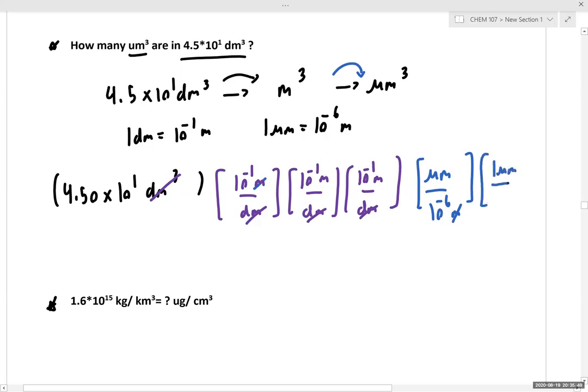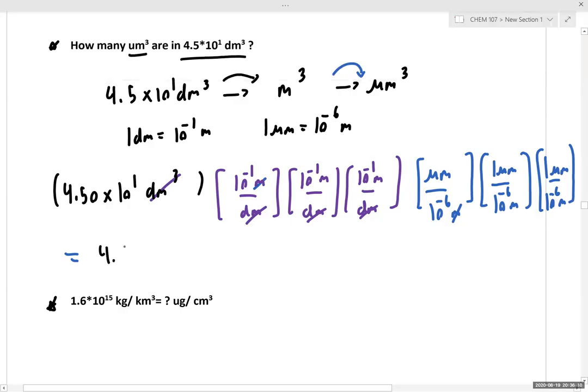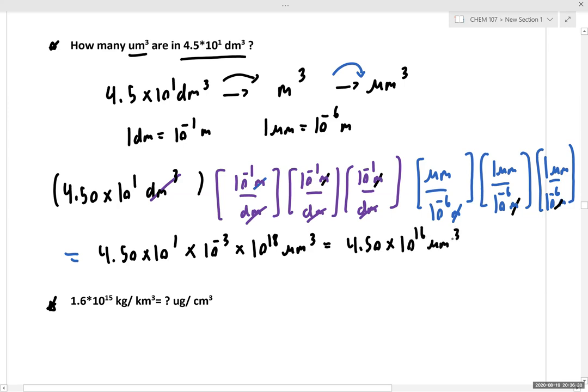We know 1 micrometer corresponds to 10 to the negative 6 meter. So if we punch that into our calculator, we have 4.50 times 10 to the first times 10 to the negative third times 10 to the 18th micrometer cubed. That gives us 4.50 times 10 to the 16th micrometer cubed.